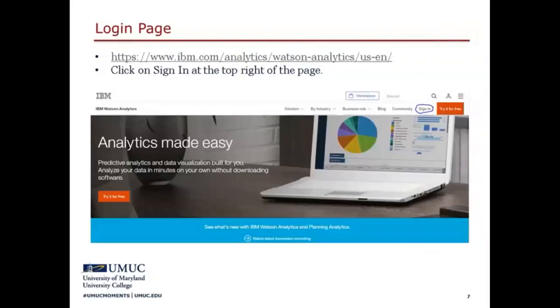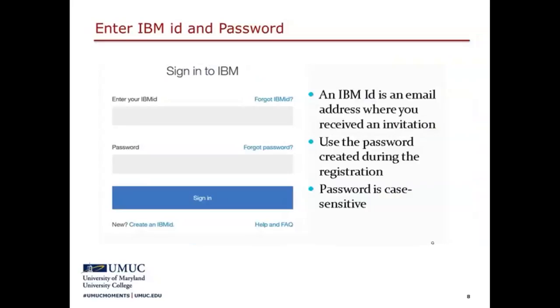Now we're going to move on. So this is a login page, right? You only access Watson Analytics through the email that I sent you just once. You only need to accept the invitation once, right? So this is a web page that you might want to bookmark. And when you enter this web page, this is sign in. This is where you click to get to the login page. Here, your IBM ID is your email address where you got your invitation, and you're going to enter the password.